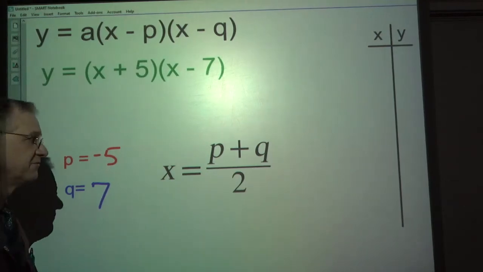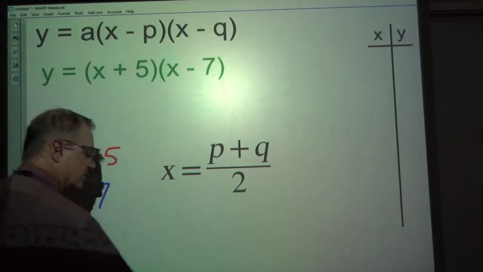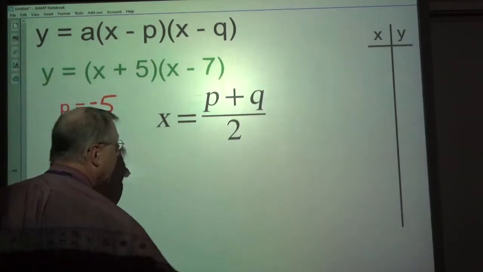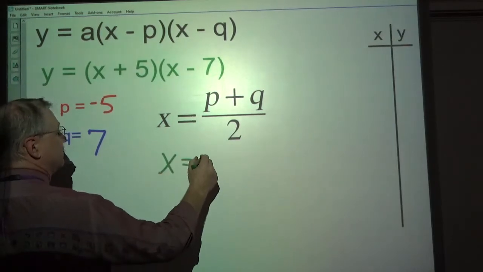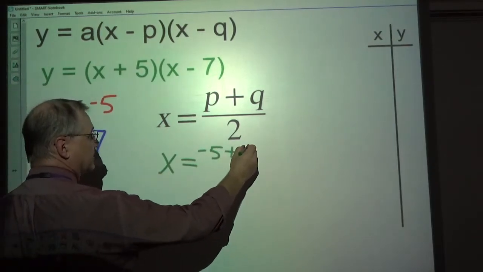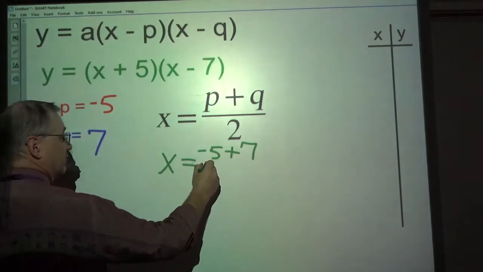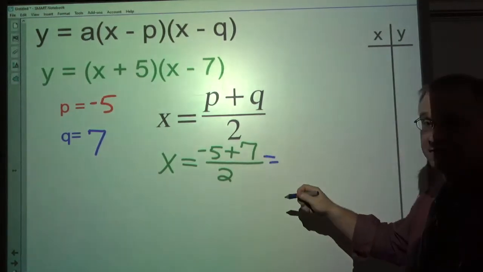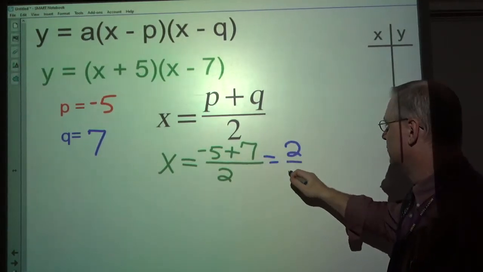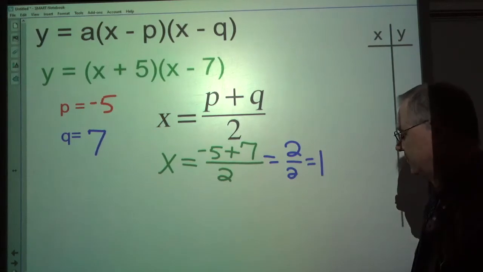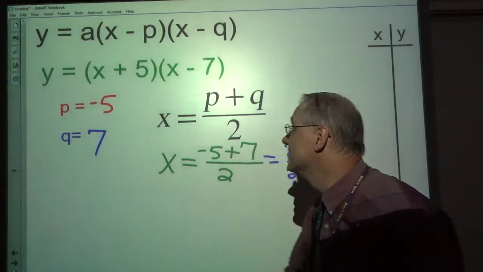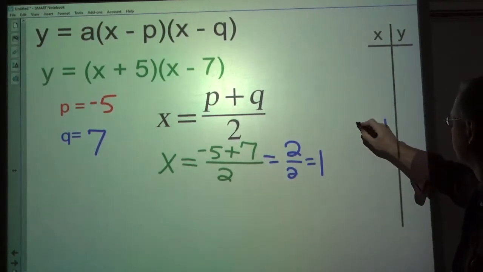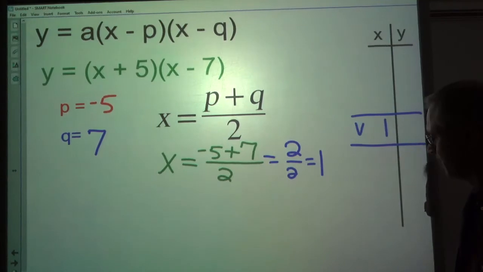So now if I try to find the value of x that works here, x is equal to p, negative 5, plus q, positive 7, over 2. Negative 5 plus 7 is positive 2 over 2, which equals 1. So to find the x value of the vertex, we just found that that equals 1. So this is our vertex.